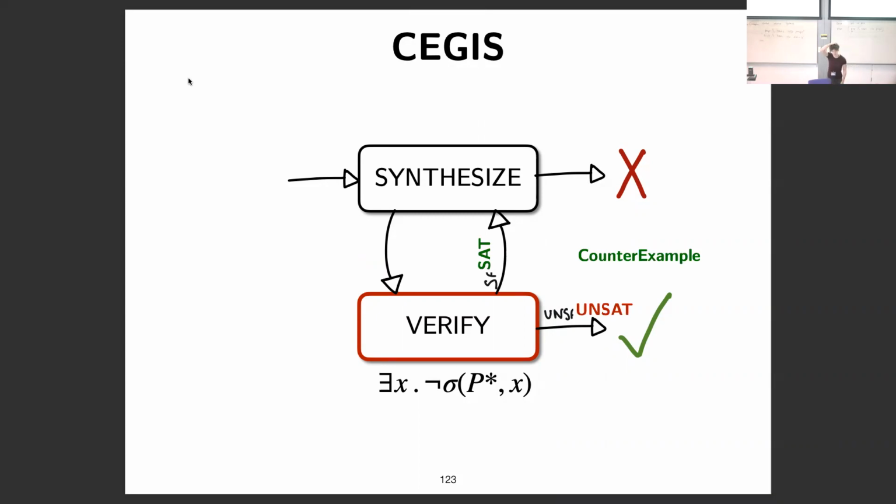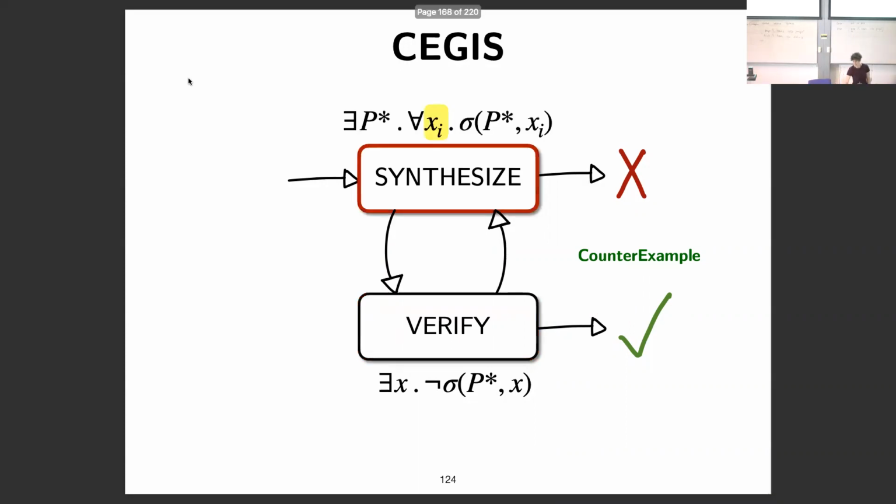If we can't find one, then our program is correct for the whole specification. If we can't find one, then we're done. If we can find one, we've got a counterexample, and we give our counterexample back to our synthesizer. Our synthesizer keeps a list of all the counterexamples it's found before, and tries to find a P star that works for all of the counterexamples it's seen before.